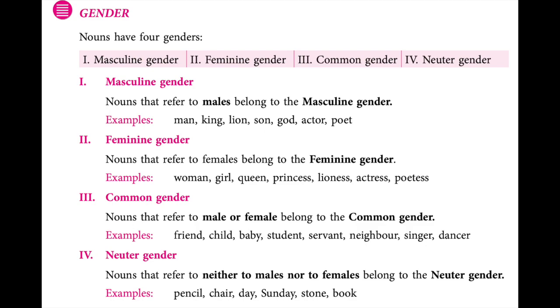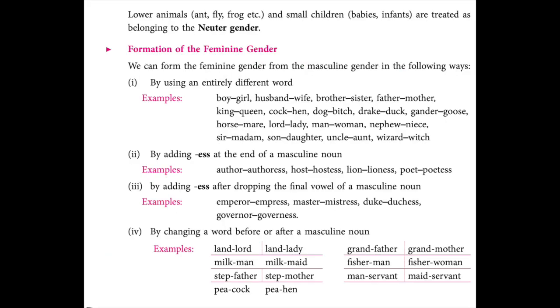The last kind of gender is neuter gender, meaning nouns that refer neither to males nor females. For example, pencil, chair, Sunday, stone, book, they are neuter gender. Lower animals, meaning ant, fly, frog, and small children, babies, infants, are also treated as belonging to neuter gender.